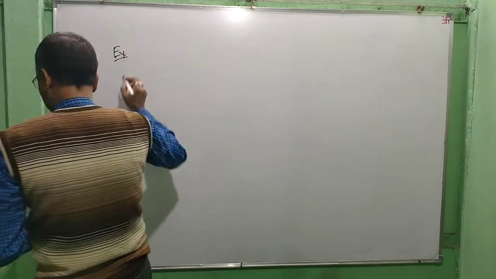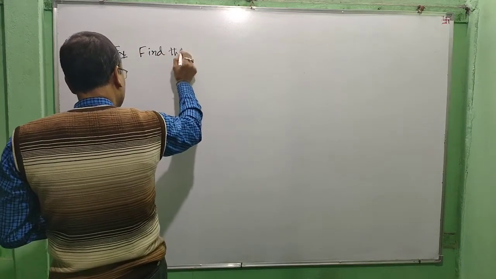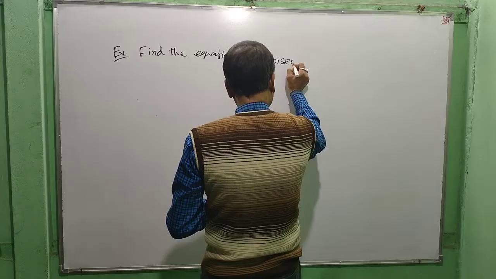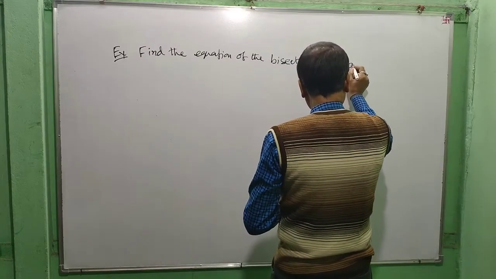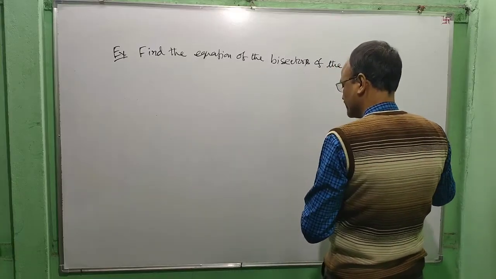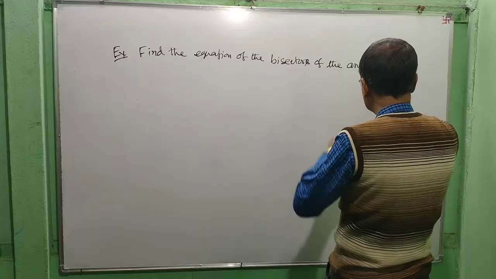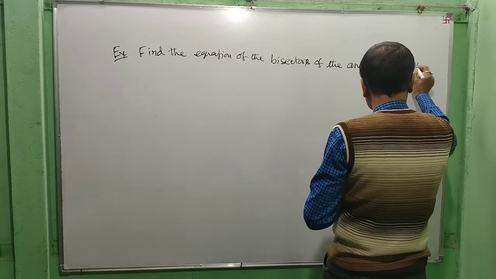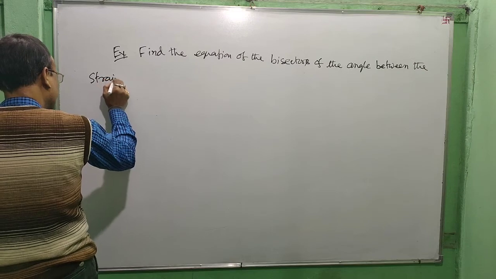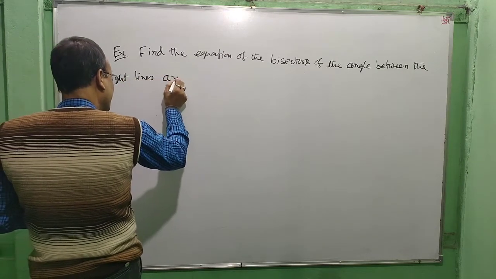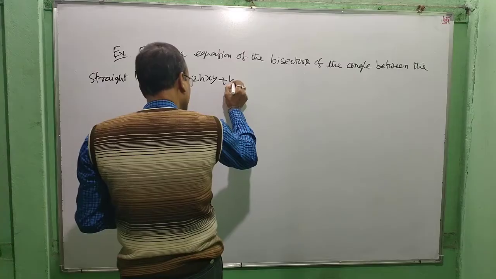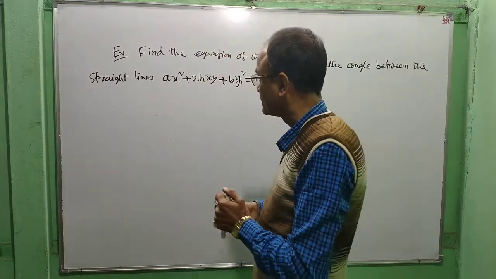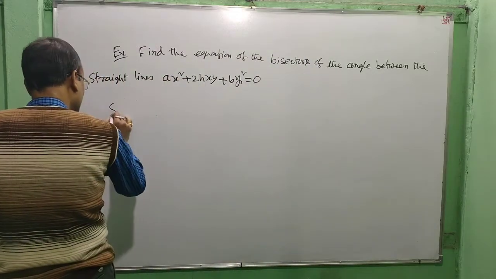The question is: find the equation of the bisectors of the angle between the straight lines ax square plus twice hxy plus by square equal to 0. Find the equation of the bisectors of the angle between the straight lines. This is the solution.